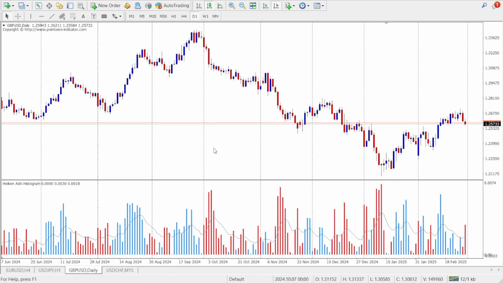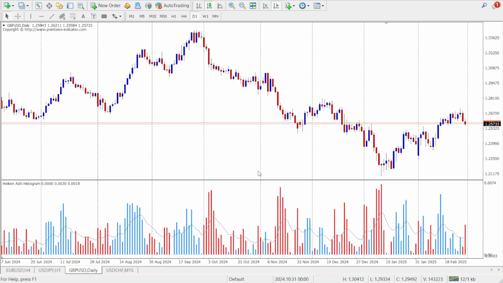You can download the custom indicator and add it to your MetaTrader indicators folder. You might not find it as a built-in indicator on your platform. If you don't find it as a built-in indicator, then you just have to download it from an external site and then add it to your indicators folder.